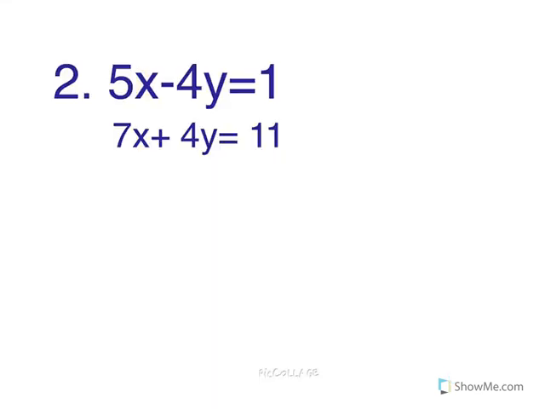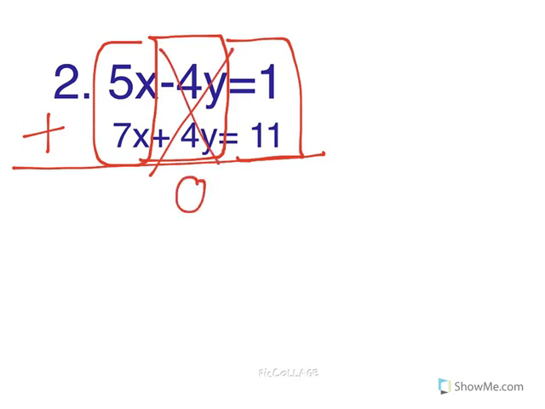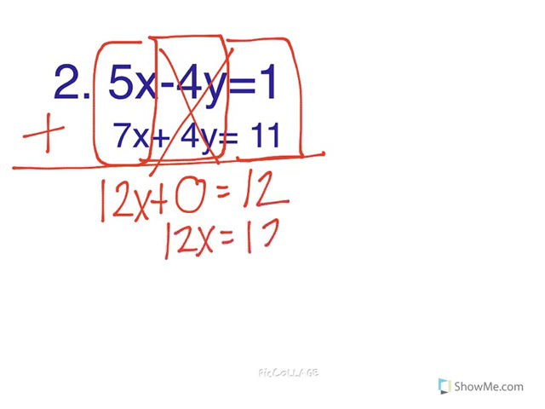Okay, for number 2. We're going to solve these using elimination. The column that we can eliminate is the y column, because they're the opposite of each other. So negative 4y plus 4y eliminates, becomes 0. When you add 5x plus 7x, that gives you 12x. And when you add 1 plus 11, that gives you 12. So now you can divide by 12 on both sides to isolate x.